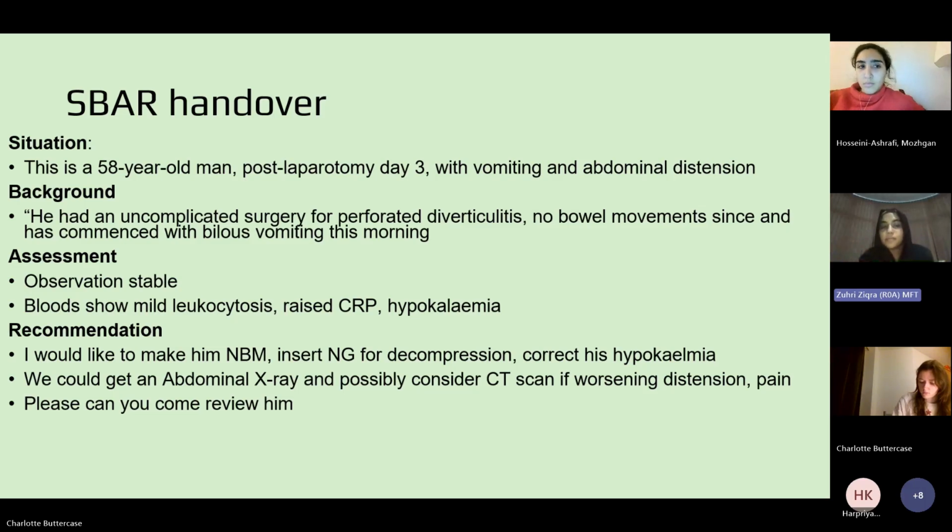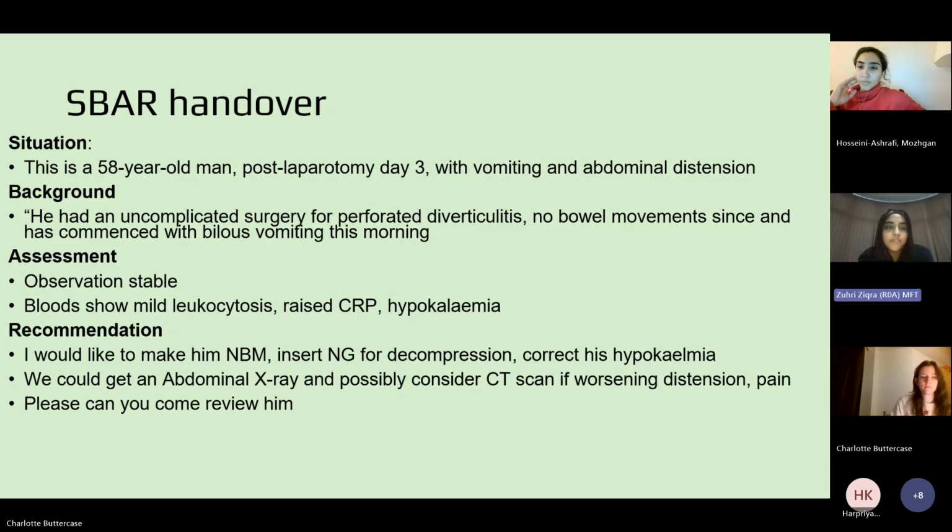So you're going to do nil by mouth, NG tube, correct his hyperkalemia, ask what you would consider, and then ask them, is there anything else you'd like me to add? Anything you'd change in my plan? Please, can you come review him when you have time, essentially. Is that okay?